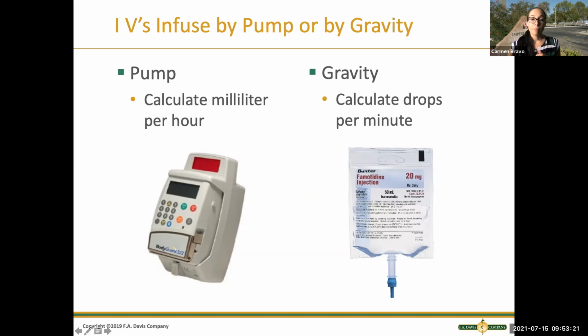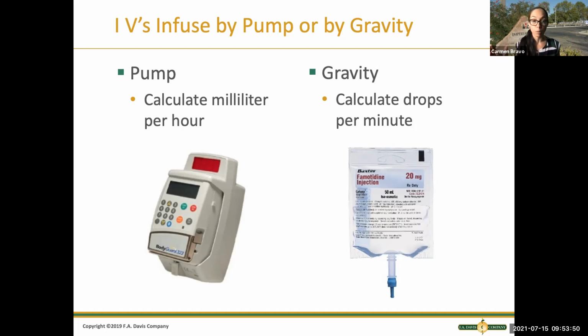Now we have gravity. Gravity means it's free flowing: when you open the chamber, the fluid starts coming on its own, but you have to check the drops per minute. On that chamber, you can see when the drops are coming. So you calculate those drops per minute, which is what makes it complicated.